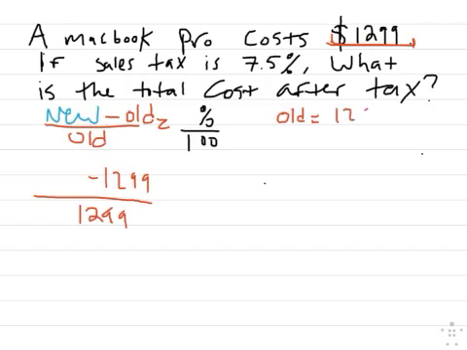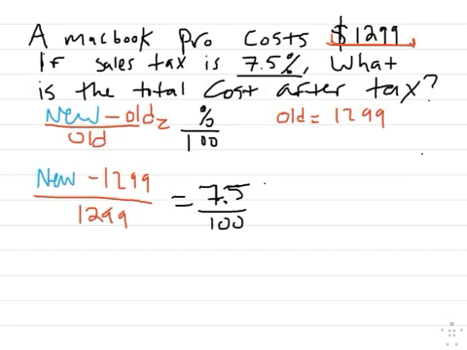Old equals $12.99. Good. If the sales tax is, look, so what's going to happen here? 7.5%. 7.5% out of 100. Okay, what is the total cost after tax? Or what was the new price, right? If we took the new price, subtract from the old, we're going to get some percentage of tax that was added, right? So let's see what we get.